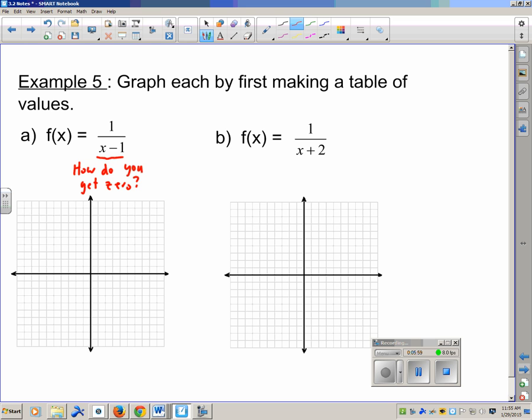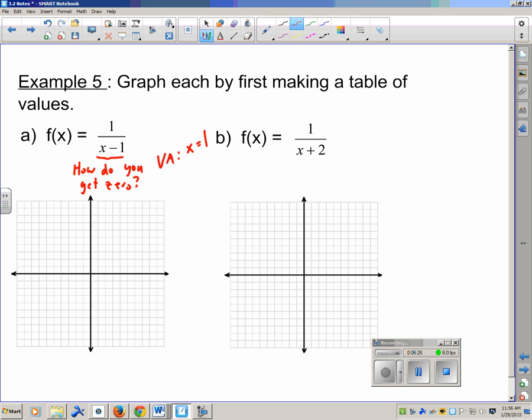Well, you get 0 down there when x is 1. But notice I put 1 in there. If I put 1 in there, 1 minus 1 will give me 0. But 1 divided by 0 is undefined. We can't divide by 0. So that's actually going to be our vertical asymptote. We need to know what that is. So I'm going to abbreviate vertical asymptote there as VA. Our vertical asymptote there is at x equals 1.